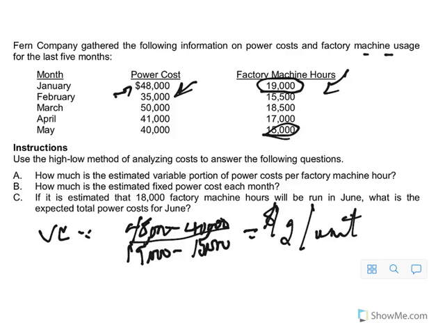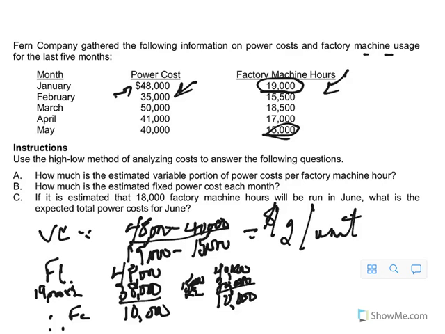All right, now the fixed cost. At the high, 48,000, we figure out the variable portion: the activity, 19,000, times the cost of $2 per unit, or per hour in this case, would be 38,000. So if the variable cost is 38,000, the fixed would be 10,000. If it's 10,000 at that level, it would be 10,000 at the other level. At the low, the cost was 40,000. The activity was 15,000, so the variable portion would be 30,000, and the fixed is the same.